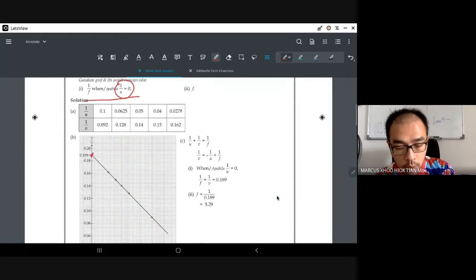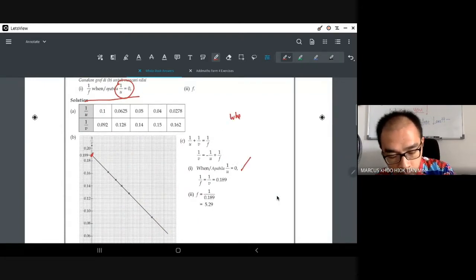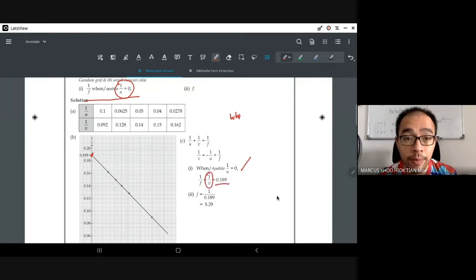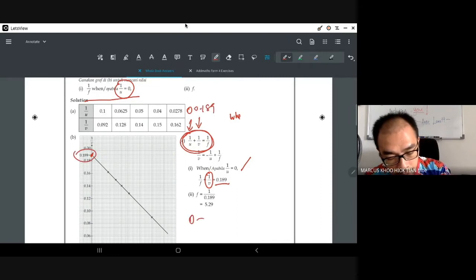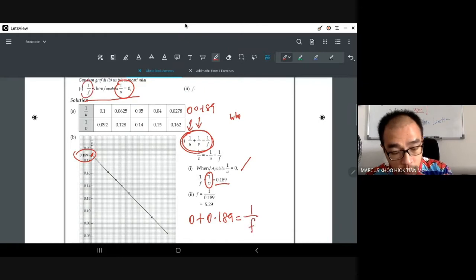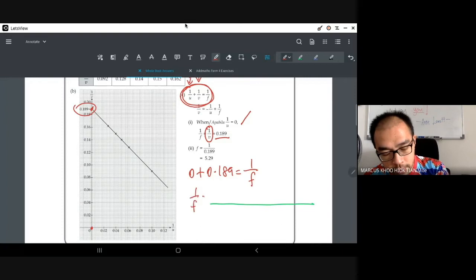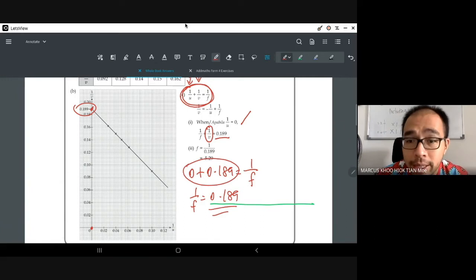So when 1 over u equals 0, 1 over v equals 0.189. So according to this formula, 1 over u is 0, 1 over v is 0.189. So that means 0 plus 0.189 equals 1 over f. Therefore, the question is 1 over f. So that means 1 over f equals 0.189, because 0 plus 0.189 is 0.189.